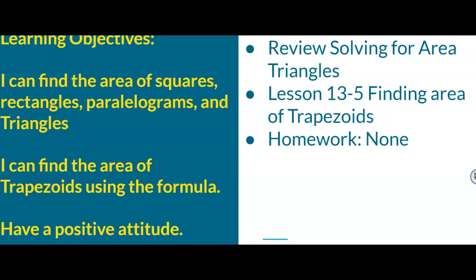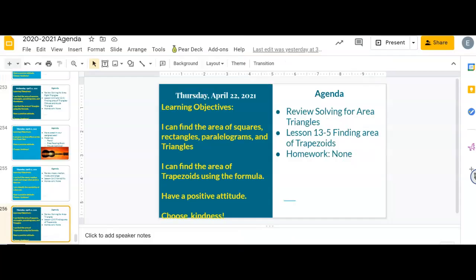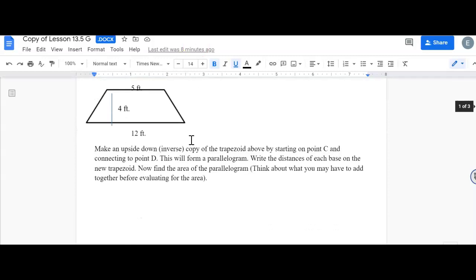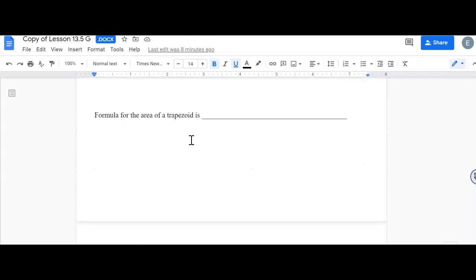All right, today we're going to talk about polygons and we're going to talk about trapezoids. But I first want you to solve a triangle problem to review yesterday. So turn your paper over to the very back. On your guiding notes from today, the back should be empty.